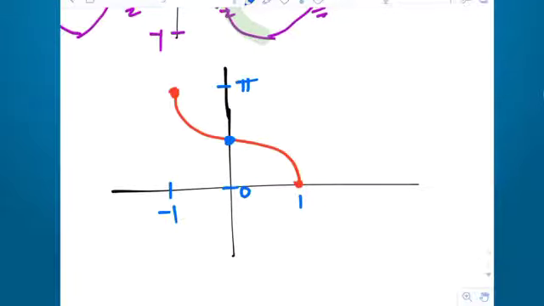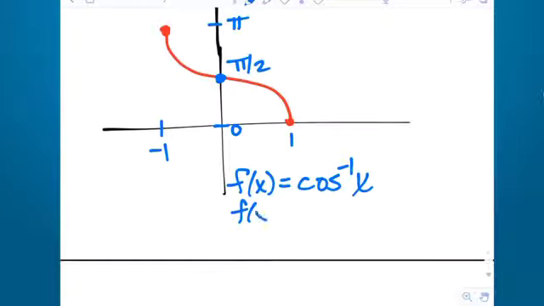So here's your function, f of x equals either inverse cosine of x, or by the same token as for sine, we can replace the inverse with arc cosine. And it has two c's. Arc cosine has two c's, like accentuate or accurate.